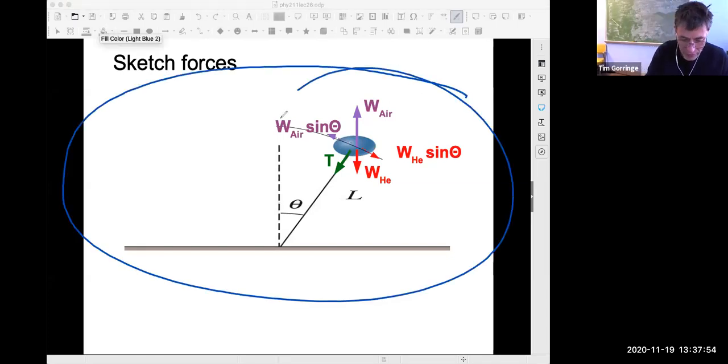I'm sketching the forces here. So vertically, this is the equilibrium position. And what I'm sketching is the helium balloon and the string. Specifically, I'm interested in what are the forces on the helium balloon. Well, there's 3 actually. There's an obvious one, which is the weight of the helium balloon. That's in red, acting vertically downwards, it's the force of gravity. Probably the next most obvious one is tension. That's in green here, and that's acting along the string.